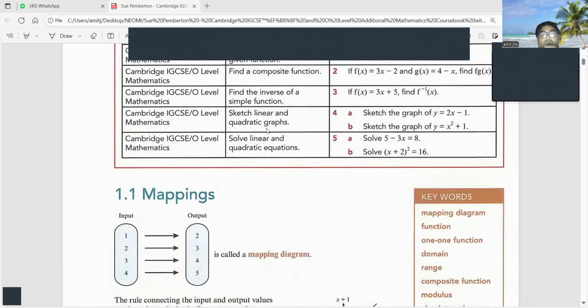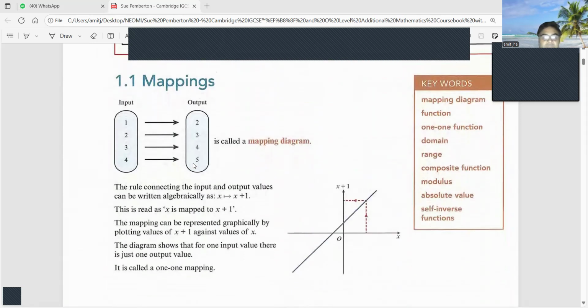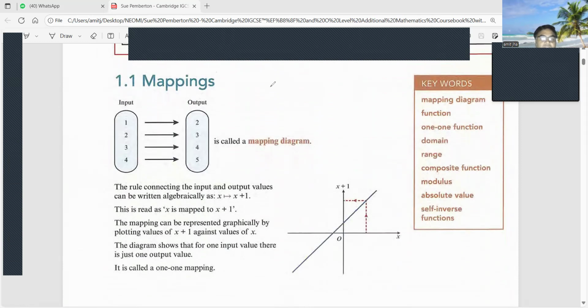Fine. From here we can get multiple types of relations: it can be a one-one function, it can be a many-one function. I'm going to give you examples of some. Right now you see the one-one function. One-one function means what? From the name itself it is clear: one input and then one output.